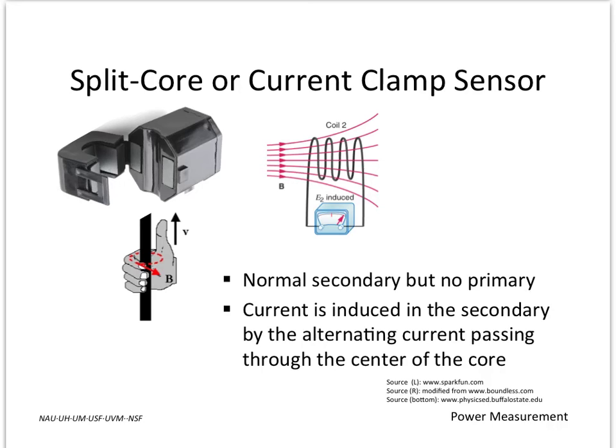Another type of transformer is the split-core transformer, which only has a single coil. A split-core transformer is useful as a current clamp, which is the device that allows you to measure current in a line without putting an ammeter in series. We clamp the split core about the line of interest, and the field that's created by the line when current flows through it becomes coupled to the coiled windings, thereby inducing a current in the coil.